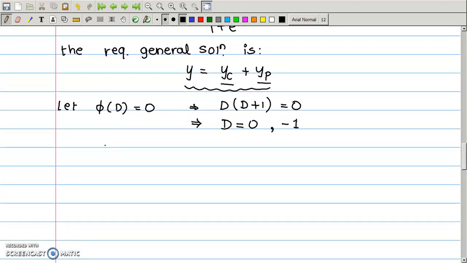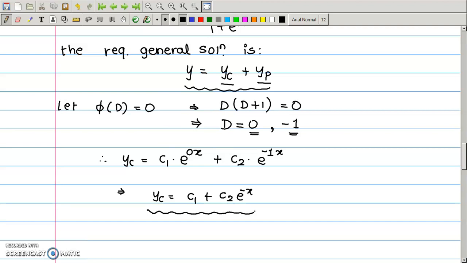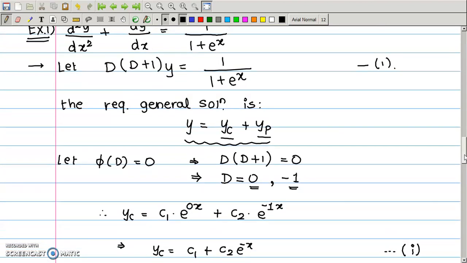So the degree of the auxiliary equation is 2. We got two distinct non-repeated real roots. Therefore, the required complementary function will be the first arbitrary constant for the first root, e raised to 0 x, and the second arbitrary constant for the second root in the exponential function e raised to minus 1 x. That is, our required complementary function will be c1 plus c2 e raised to minus x. We call this equation number 2.